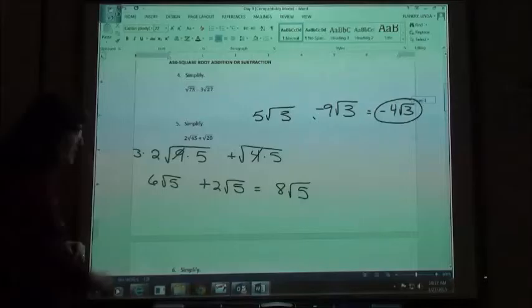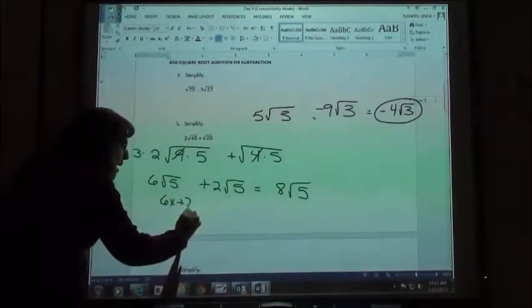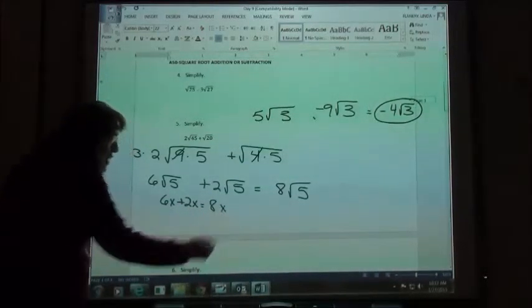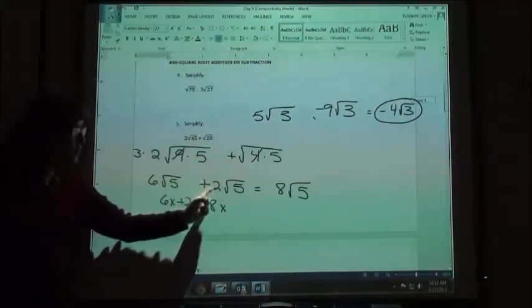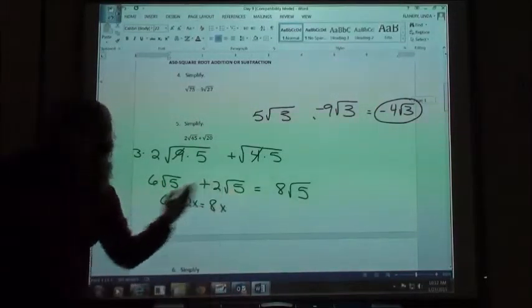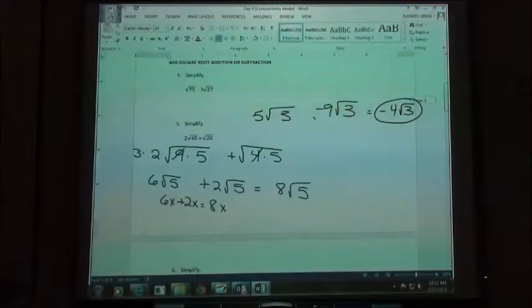So you think about it just the same way if I have 6x plus 2x. We get 8 x's, right? So the front numbers we add together, this is my label so that I have like terms. It's how many of those square root of 5s I have.